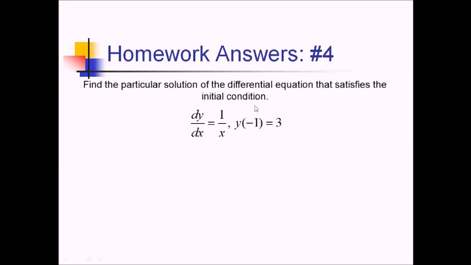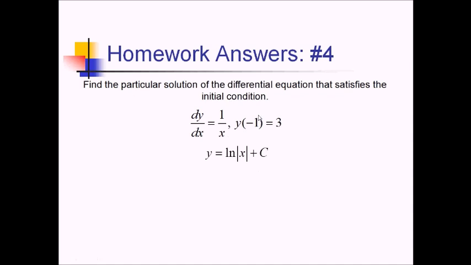For this problem, we want the particular solution to this differential equation satisfying this initial condition over here. So we'll start by taking the antiderivative. The antiderivative of 1 over x is going to be ln of absolute value of x plus c. So this is our general solution to this differential equation. But now we have to actually plug in the initial condition.